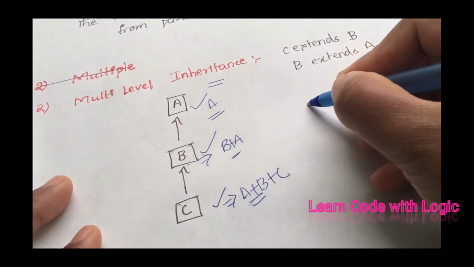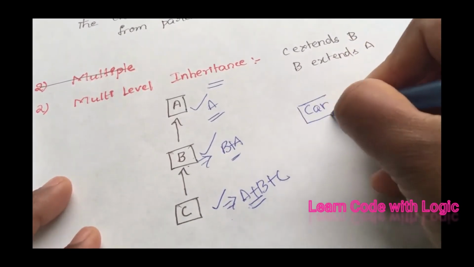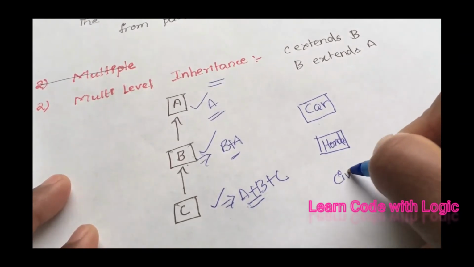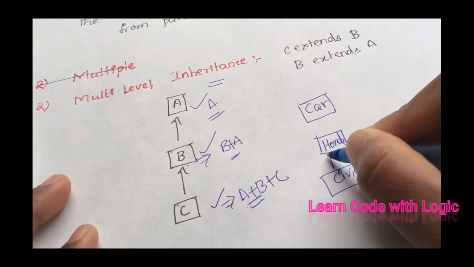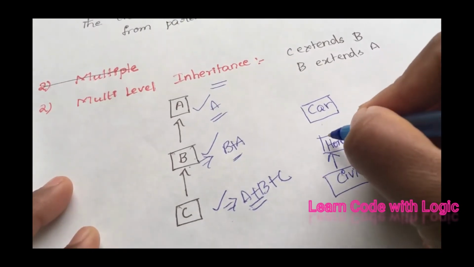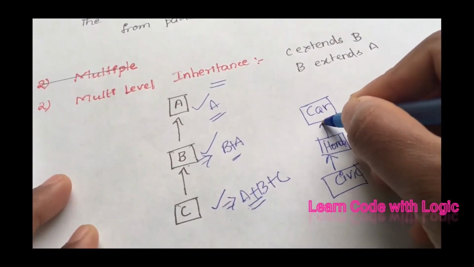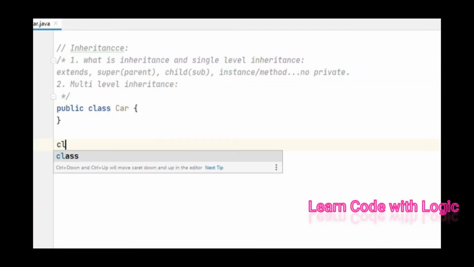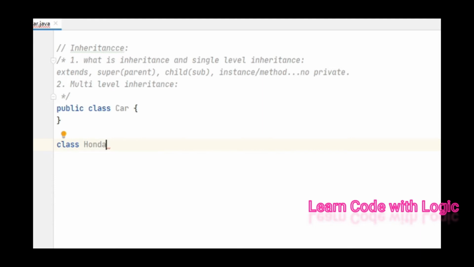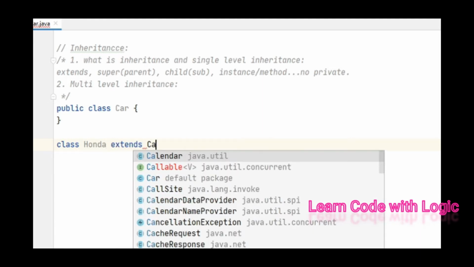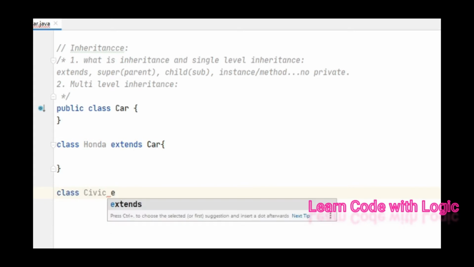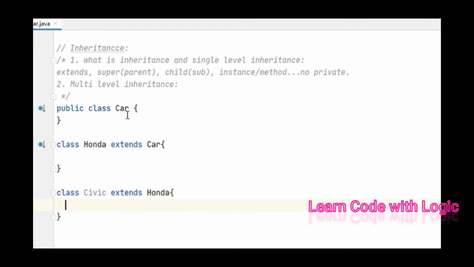We can see one more real example. Car, Honda, Civic, where the Civic model extends Honda and Honda extends Car. So first I have taken a car class here. Next I am taking the Honda class. This extends Car. The next level I can say class Civic model. Civic extends Honda.